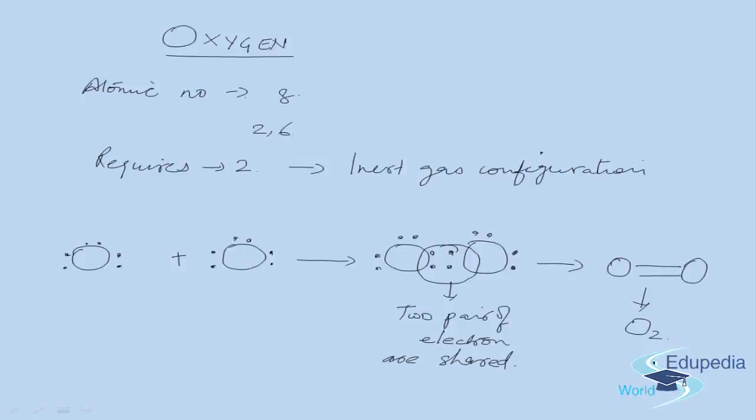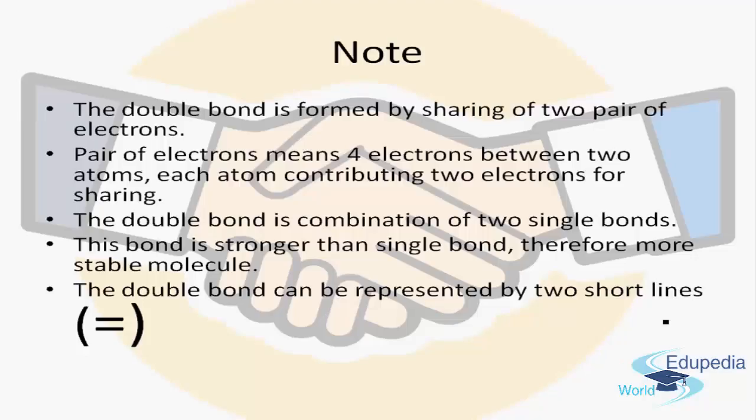Now friends, let's come up to the notes. So the double bond is formed by sharing of two pairs of electrons. Two pairs of electrons means four electrons between two atoms, each atom contributing two electrons for sharing. A double bond is a combination of two single bonds. This bond is stronger than the single bond, therefore a more stable molecule. The double bond can be represented by two short lines like this.